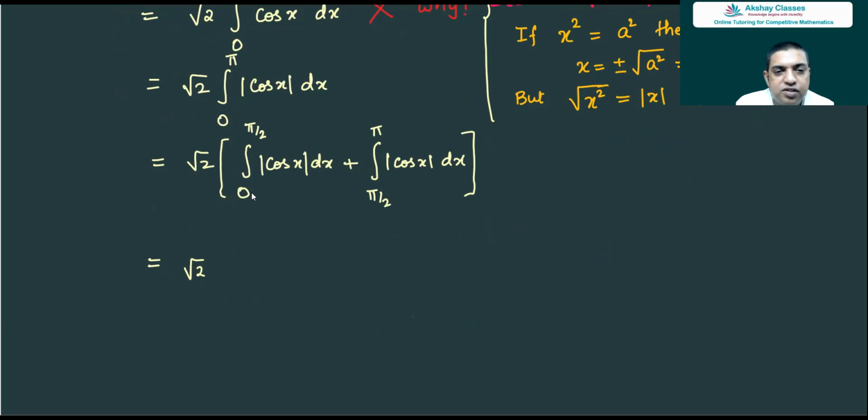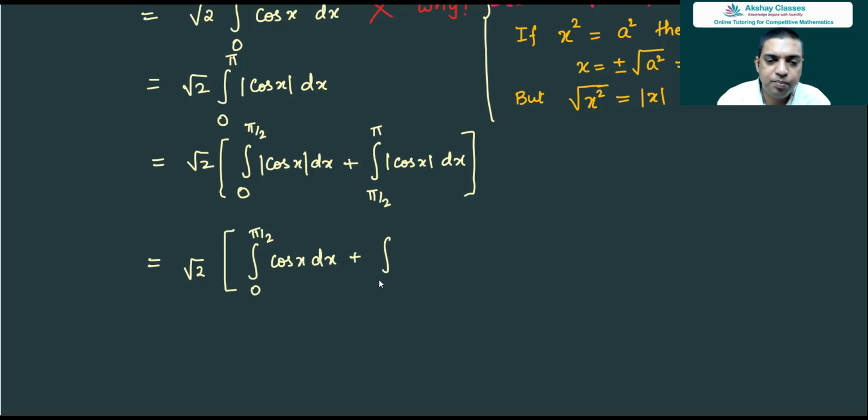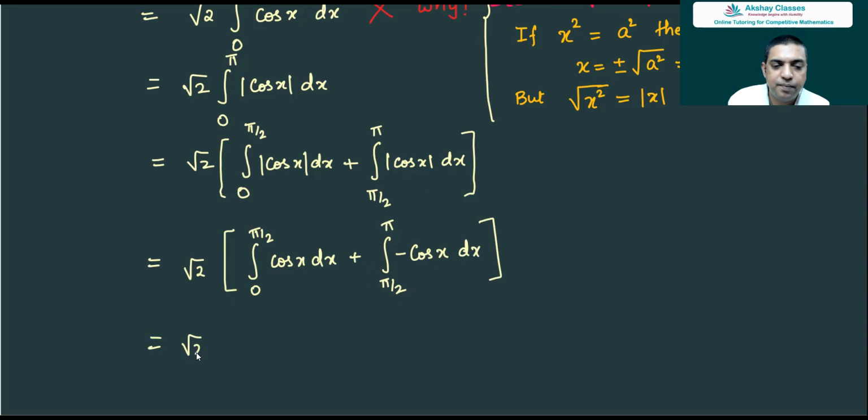So cos x is positive when x lies in the first quadrant. So when x varies from 0 to pi by 2, cos x is positive. So we get integral 0 to pi by 2 cos x here. And between pi by 2 and pi, the second quadrant of x, cos values are negative. So modulus of a negative will be minus of the negative value, minus of that expression. So this is the difference in the interval.